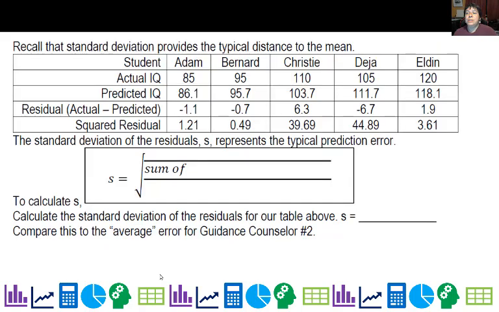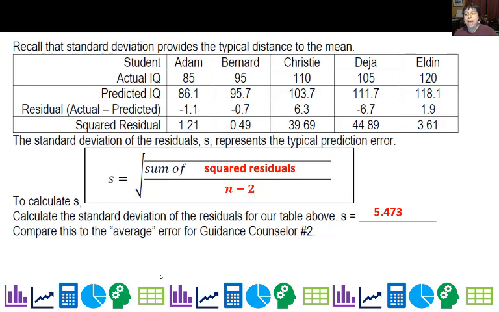So now let's go ahead and look at standard deviation. Standard deviation is going to be the sum of these squared residuals, divided by n minus 2. So if we calculate the standard deviation of the residuals for our table, we're going to get 5.473.